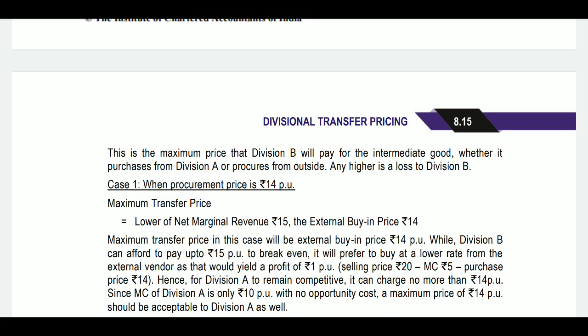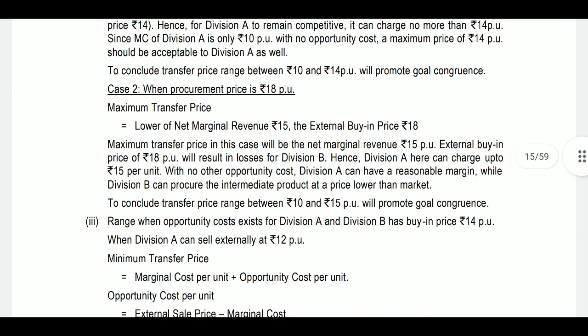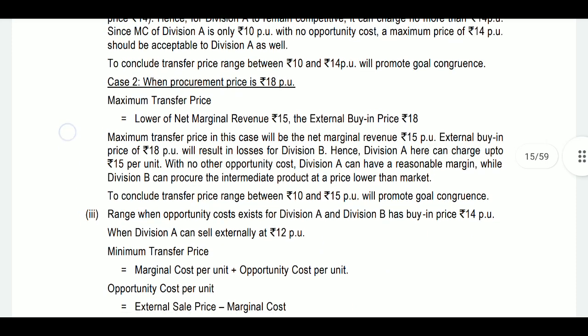And here, what is the minimum price? 10 rupees is the minimum price, and if the amount is 14, then the minimum will be 10 and the maximum will be 14. If your amount is 18, the minimum will be 10 and the maximum will be 15 rupees, because we calculate 15 as the lower of NMR and the external price. So 10 rupees to 14 rupees will promote goal congruence, and where the maximum price is 18 rupees, 10 to 15 will promote goal congruence.